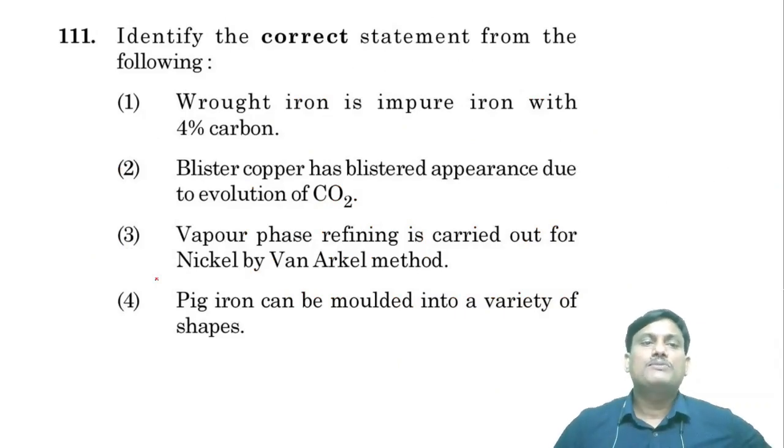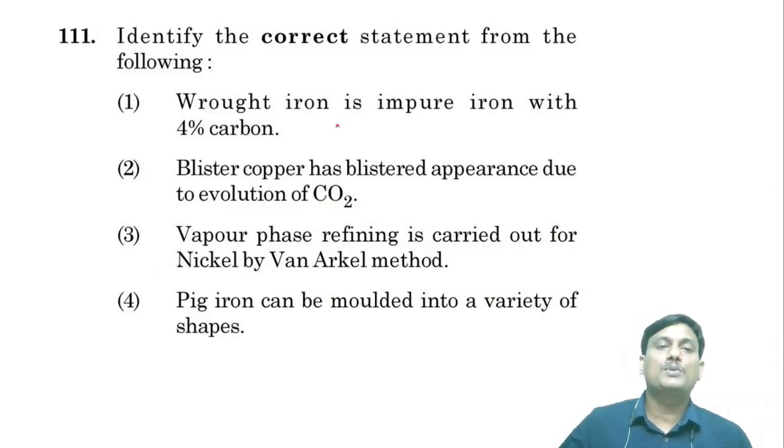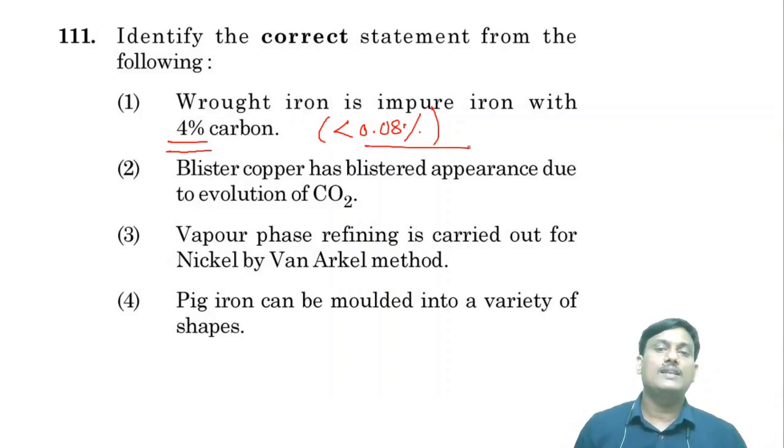Identify the correct statement from the following. Wrought iron is impure iron with 4% carbon. Actually, this is the purest form of iron. The carbon percentage is less than 0.07 or 0.08%. In wrought iron's case, what is the percentage? It is very, very low, less than 0.08%.